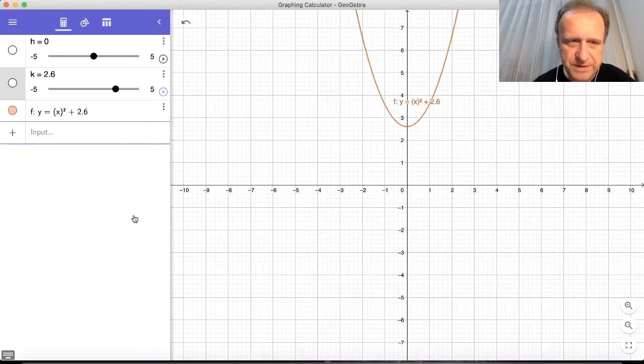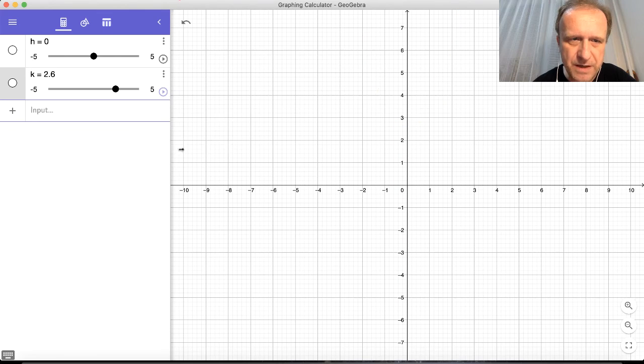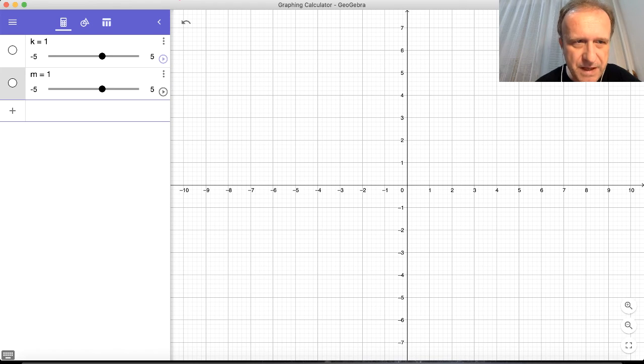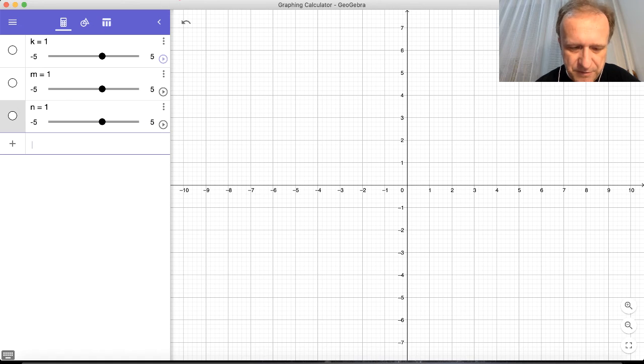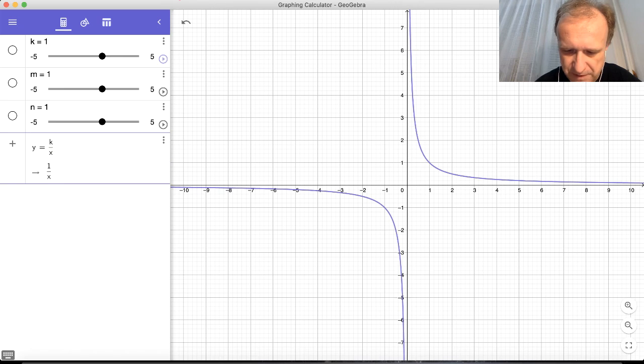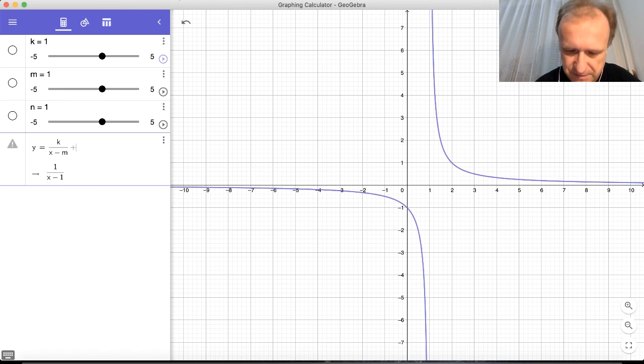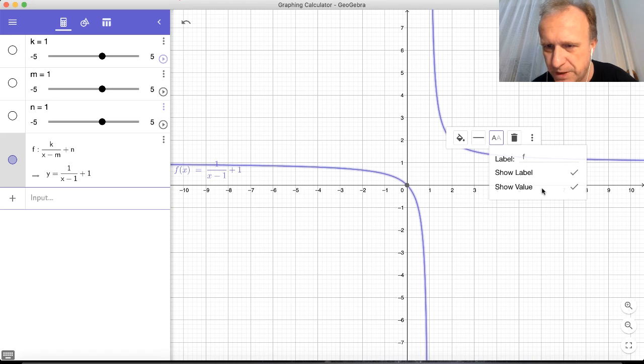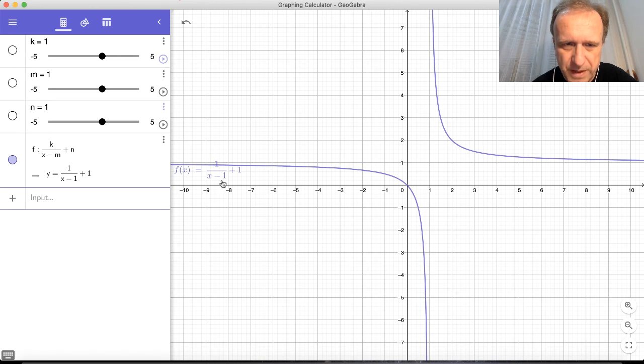And now let us model it here in GeoGebra again. So I'll have to delete some parameters. I will leave just k, so k is important, we need it. Now I need slider m, and slider n, and now the function is y equals k over x minus m plus n, like this. So this is the function. Now let us tell GeoGebra again to show its formula. Here it is, it's 1 over x minus 1 plus 1.